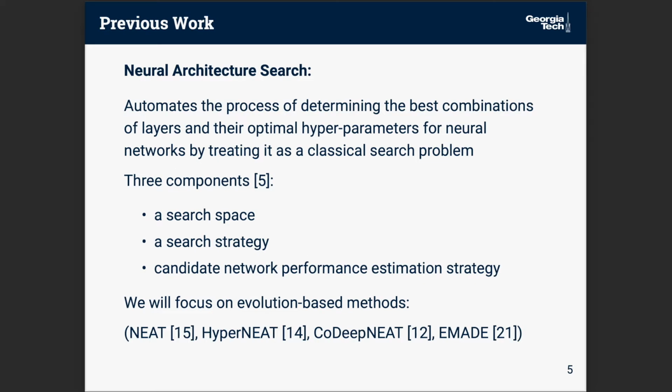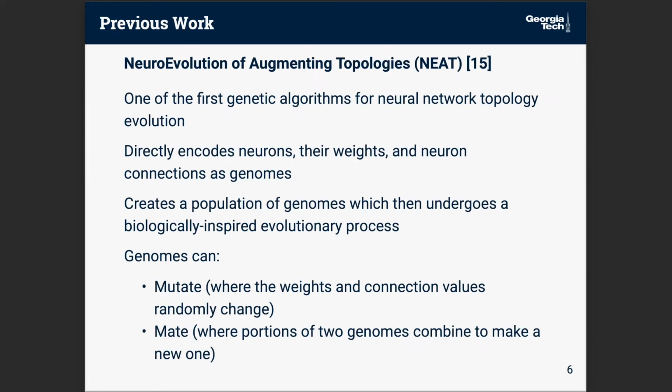There are three components for neural architecture search. There's a search space, a search strategy, and a candidate network performance estimation strategy, also known as a selection function. We will be focusing on evolution-based methods, including NEAT, HyperNEAT, CoDeepNEAT, and EMADE. So let's focus on NEAT first.